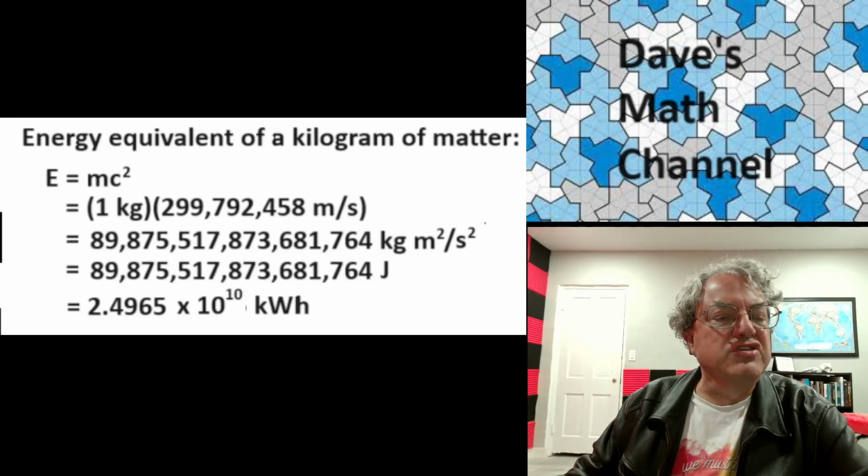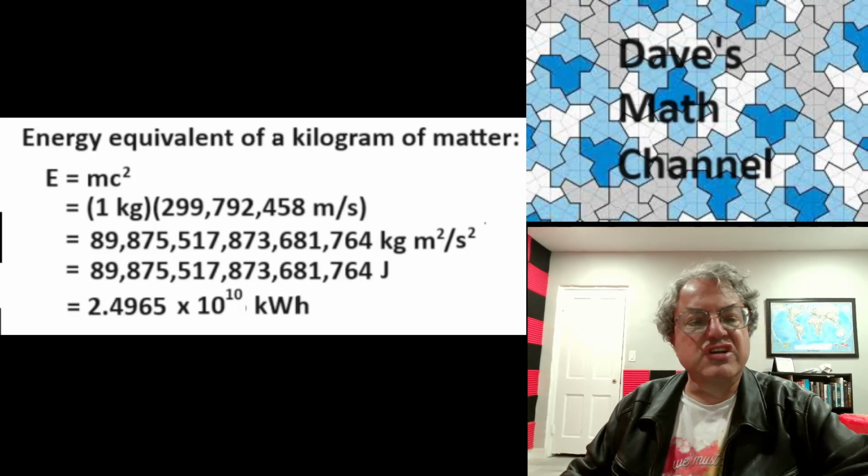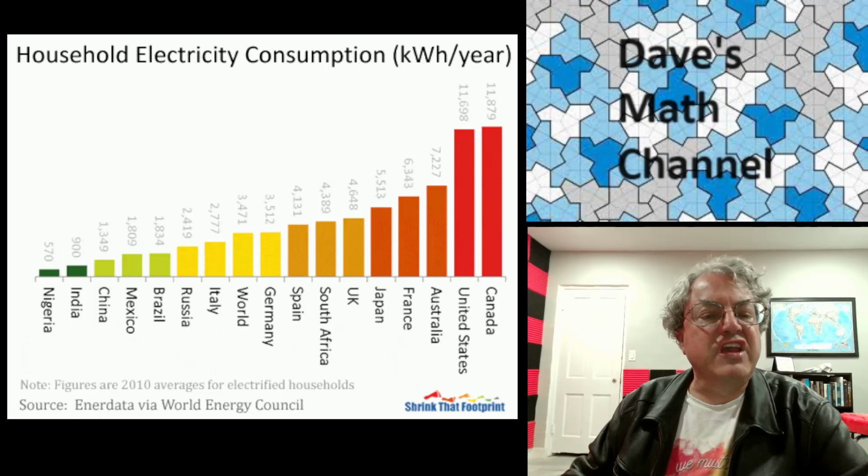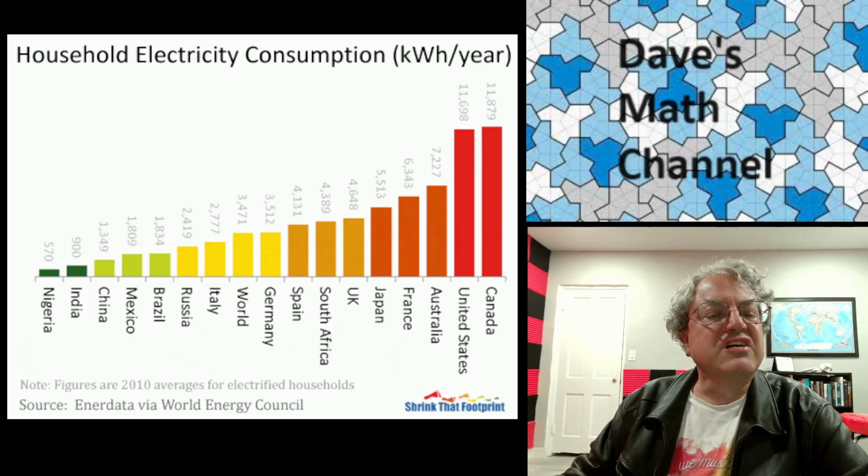And in more familiar units, it's about 2.5 times 10 to the 10th kilowatt hours. That's about 25 billion kilowatt hours. It's still a huge amount of energy. And just to give you some perspective on that, this is the average energy output per household in different countries. You can see United States is second. I guess Canada's number one, probably because it's further north and they have to burn more energy in the winter just to stay warm.